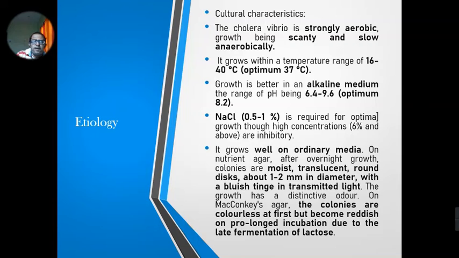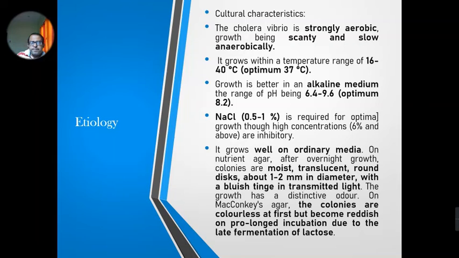Now this bacteria can grow very well on ordinary medium like nutrient agar. When we grow this bacteria on nutrient agar, after overnight growth, this bacteria produces moist, translucent, round discs about 1 to 2 mm in diameter with a bluish tinge in transmitted light. The nature of that colony is moist and translucent, means light can easily pass through the colonies. The shape is a round disc, and the size is 1 to 2 mm in diameter. And when we observe the opacity of the colonies on the nutrient agar medium, it shows a bluish tinge.